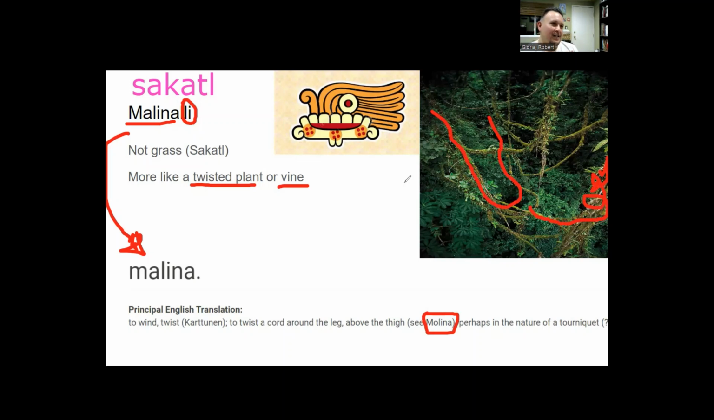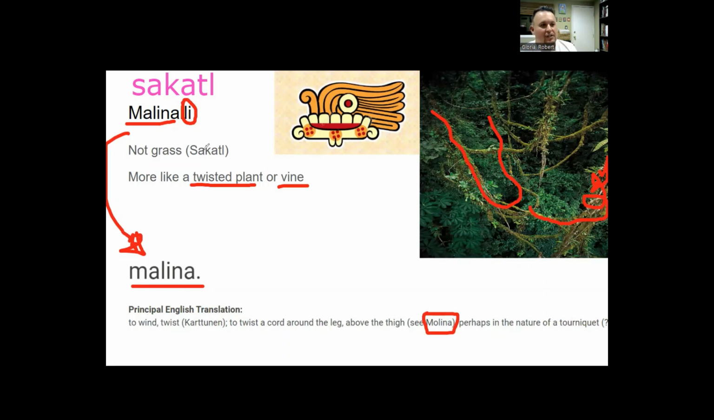Sometimes we get so hung up on the books and the sources and all of these things. But this just shows you the power of making that connection with the indigenous communities and asking them. They live in those communities, so they're using Nahuatl on a daily basis. So they use malinali and they know that malinali is distinct from sacat, just like I had suspected. And so it makes sense that this type of plant has this root, malina, because it's winding and it's twisting.